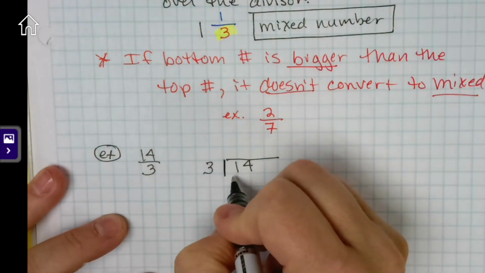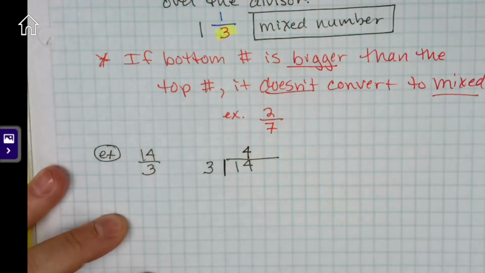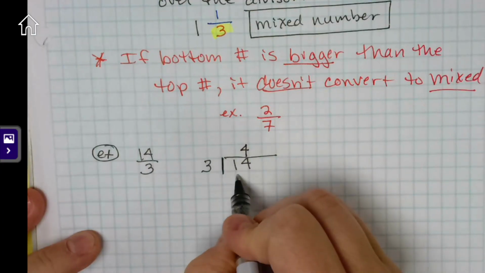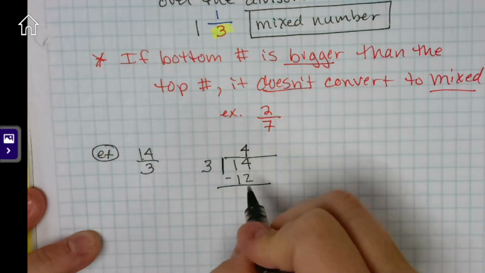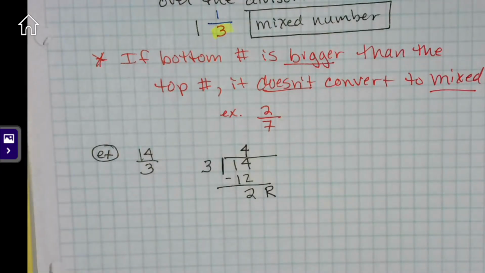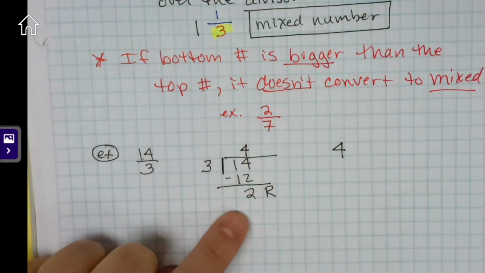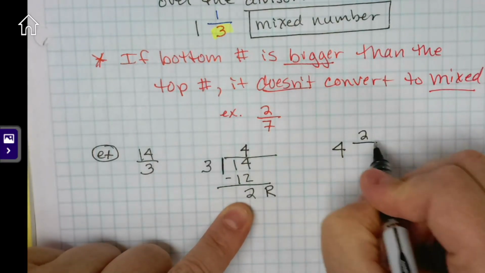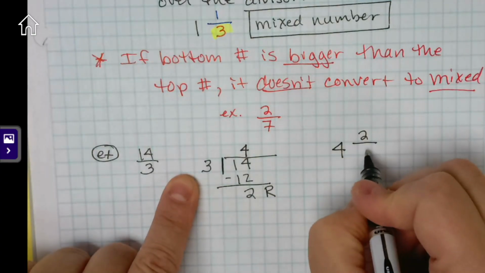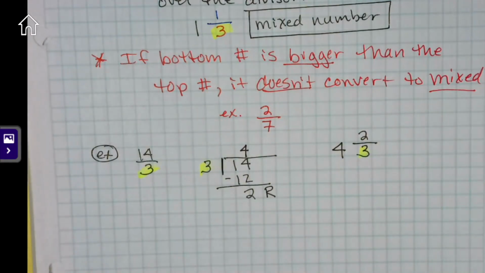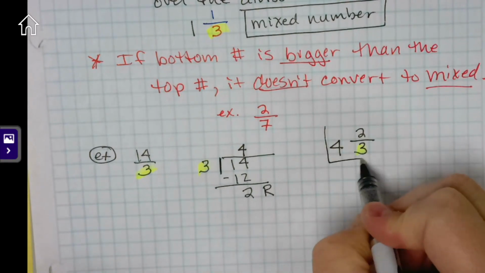So we're going into the 14, not the 1. We're going to go 3 times 4 is 12. So put the 4 above the last digit of the 14. 4 times 3 is 12. Subtract it. You get a 2 for your remainder. All right, the whole number on the top is the whole number of your mixed form, 4. The remainder goes on the top of the fraction over the original divisor, which was a 3. And again, remember, if you start with the 3, that's what should be on the bottom of the fraction. That is your answer.